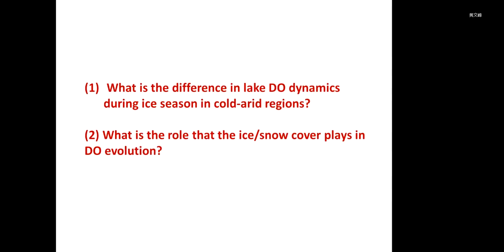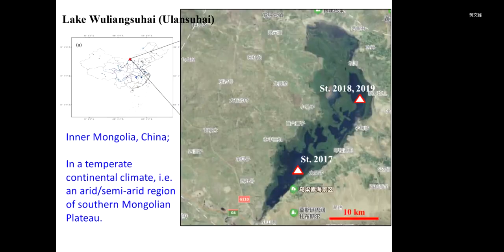So we got a question. We don't know what the difference is in lake DO dynamics during ice seasons in these cold arid regions compared to the maritime climate dominated regions, and what role the ice or snow cover plays in DO evolution. With these issues, we conducted a couple of years of field observations in a lake in a typical cold and arid region.